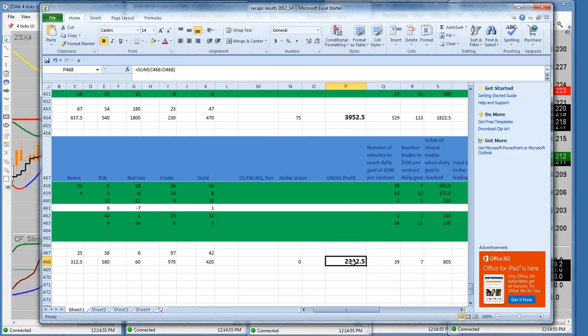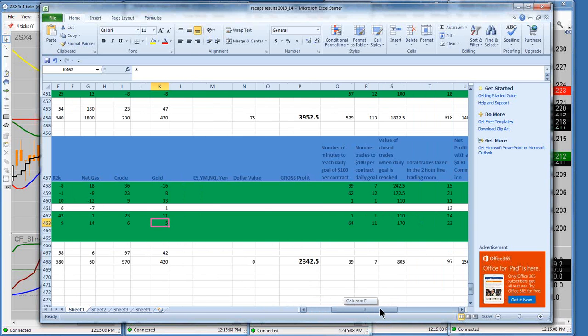The results today. Today we made 9 ticks profit on the Russell, 14 ticks profit on natural gas, 6 ticks profit on crude oil, and 5 ticks profit on gold. We took a total of 23 trades today. I know that seems like a lot of trades. Would we still have made a profit even if we took 23 trades and had an $8 commission? You bet we would have.